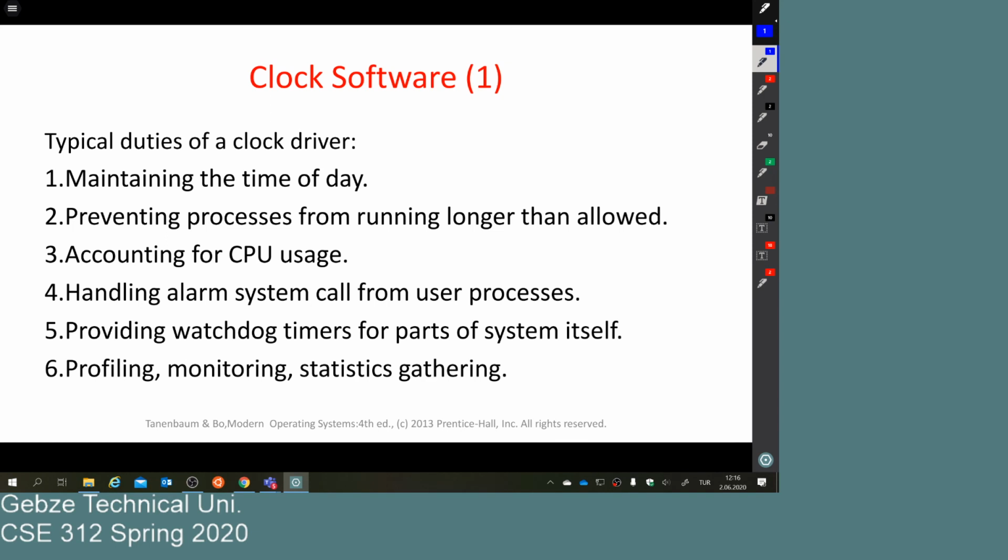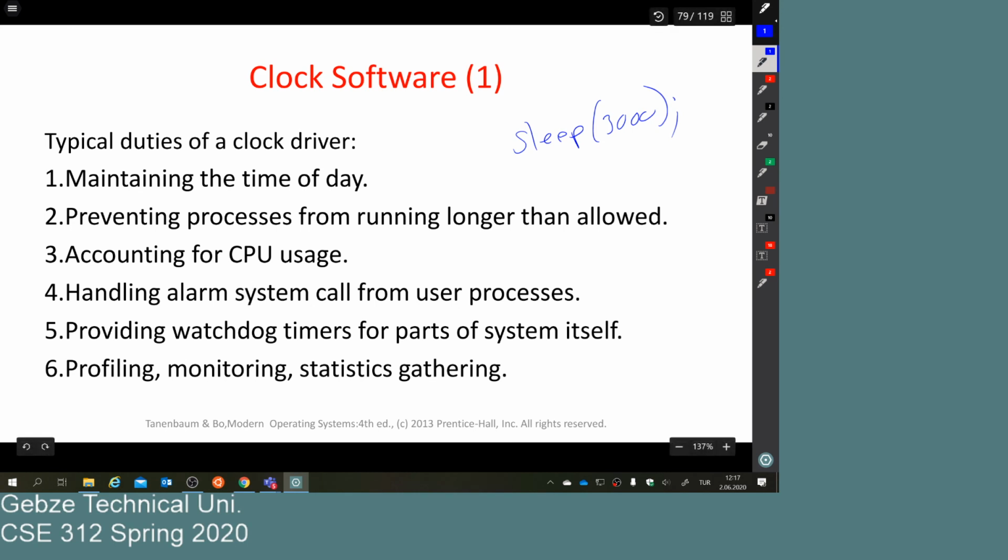And sometimes users say that, okay, this function called sleep 3000. Sleep 3000 means wake me up, I am going to be blocked, I am giving up the CPU. Wake me up in 3 seconds, 3000 milliseconds. So the clock is responsible to make sure that this process is running again after 3 seconds.